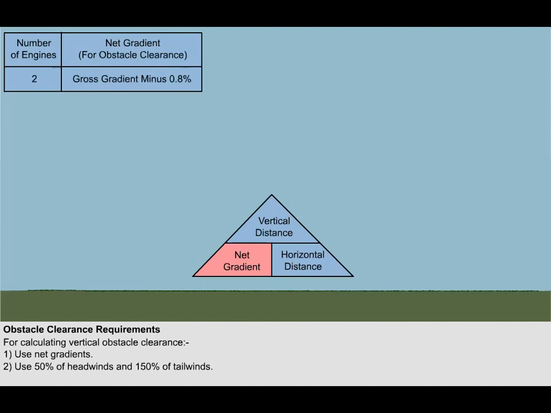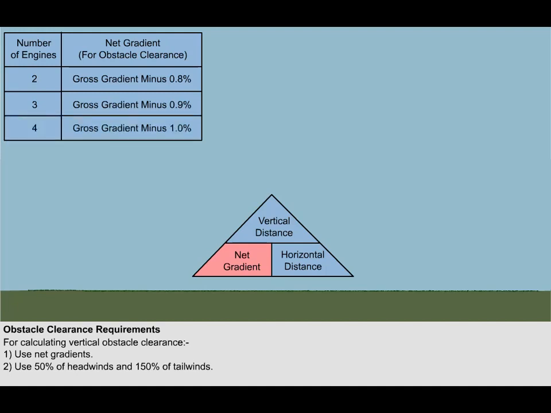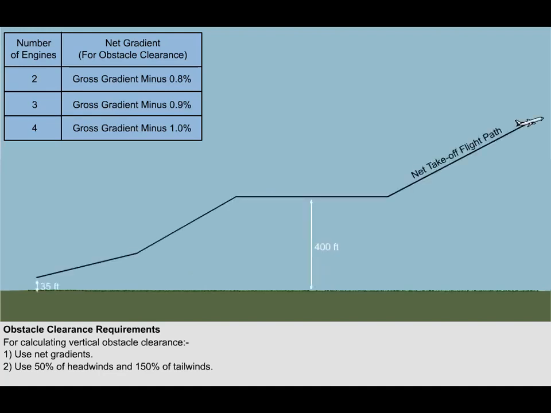In the case of two-engine aeroplanes, the net gradient is the gross gradient decreased by 0.8%. For three-engine aeroplanes, the net gradient is the gross gradient decreased by 0.9%. And for four-engine aeroplanes, the climb gradient must be made worse by 1%. Using the net gradient instead of the gross gradient in the takeoff flight path will produce the net takeoff flight path as shown on screen. As we stated at the beginning, the net takeoff flight path must clear all obstacles by 35 feet.